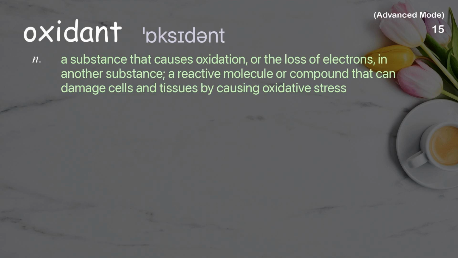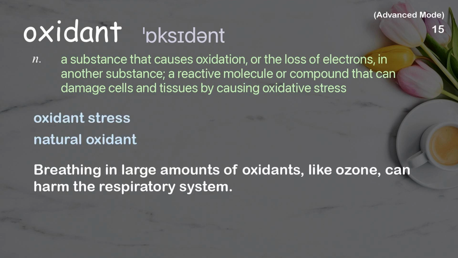Oxidant. A substance that causes oxidation or the loss of electrons in another substance, a reactive molecule or compound that can damage cells and tissues by causing oxidative stress. Examples: oxidant stress, natural oxidant. Breathing in large amounts of oxidants, like ozone, can harm the respiratory system.